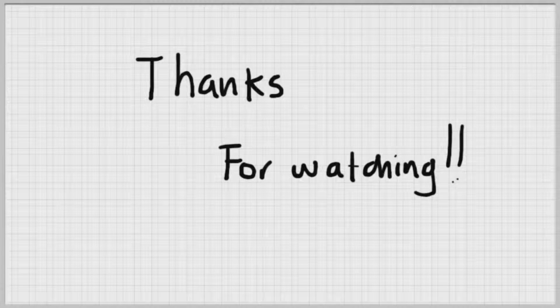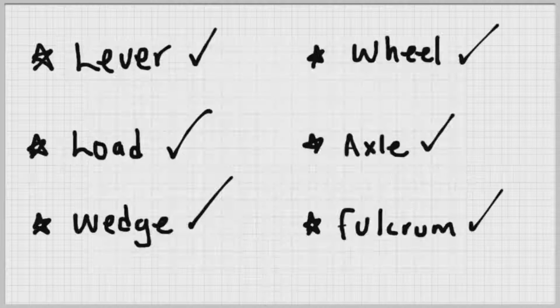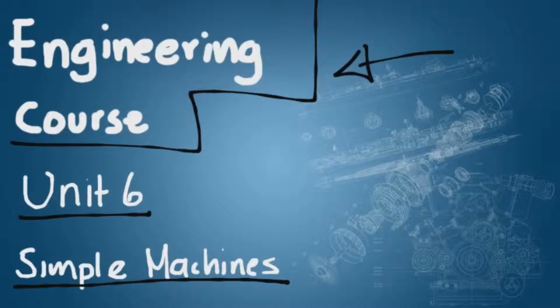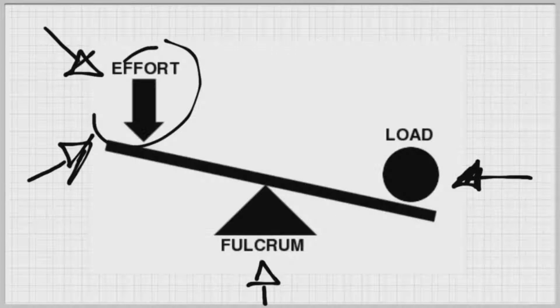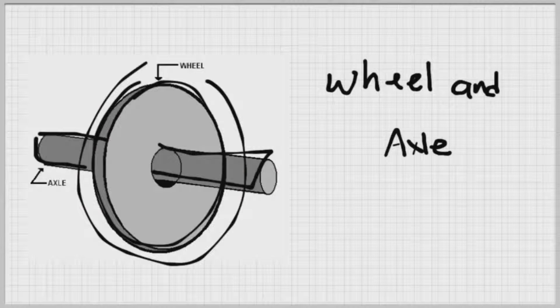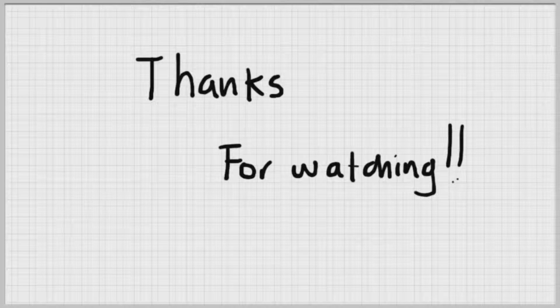Once again, thank you very much for watching. This was a very short one. Let's recap a little bit on this. Don't forget that we're doing Unit 6 for your engineering book called Simple Machines. We started talking about levers, loads, wedges, wheels, axles, and fulcrums, and we provided some very humble examples of how this works or how it is explained. Wedge, wheel and axle, etc.